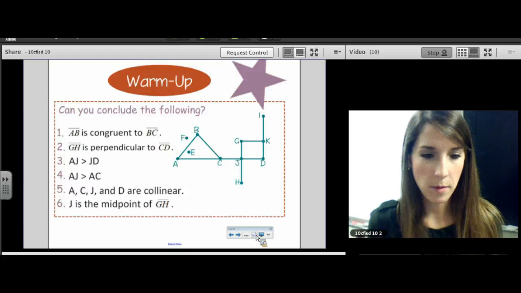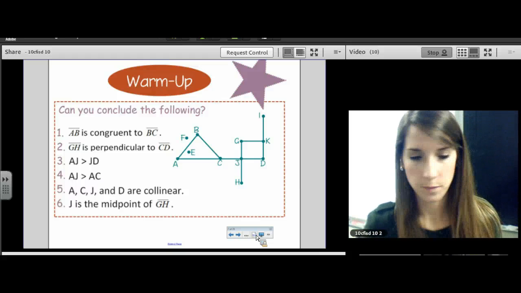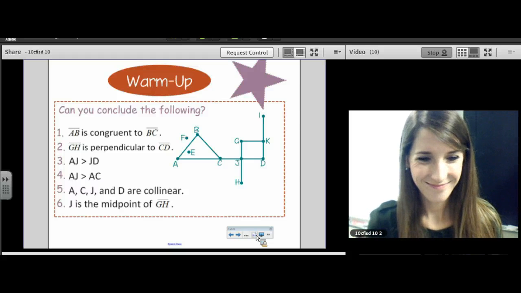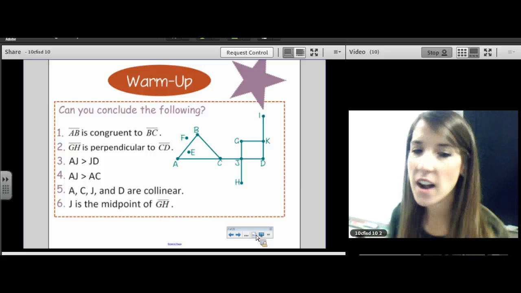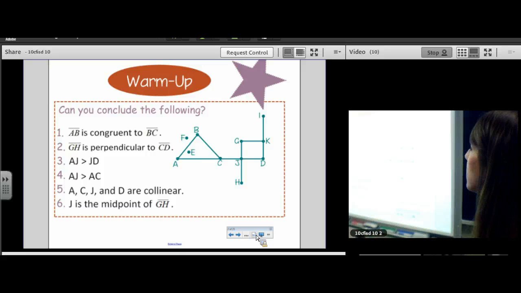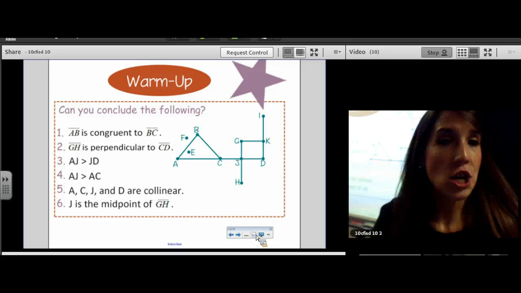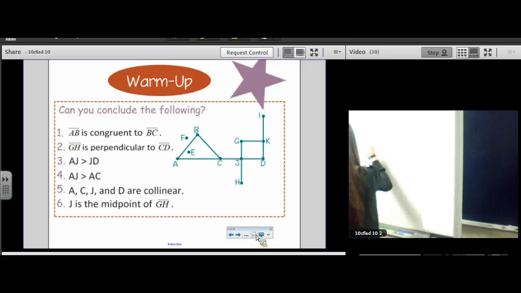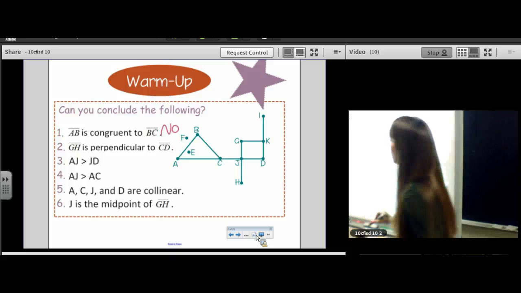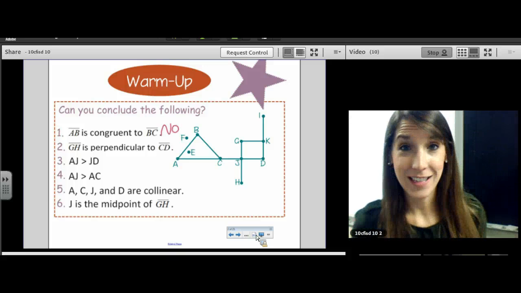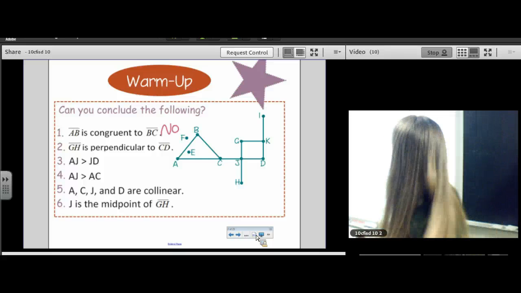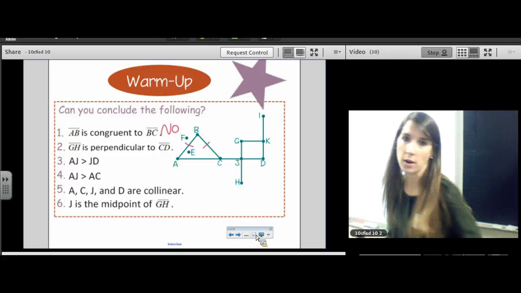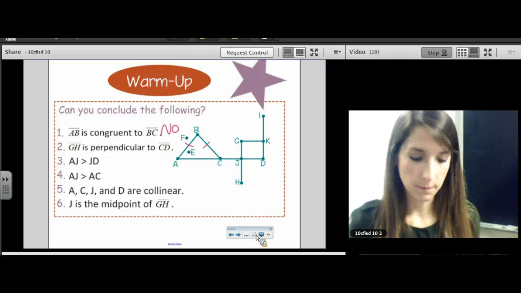Avi, what'd you get for number 1? Assume or not assume? Not assume. AB is congruent to BC. If you don't see tick marks on your picture, then you definitely cannot assume. So this one's a no. What would we add to the picture to show that they're congruent? We would add tick marks if we wanted to show that they're congruent.